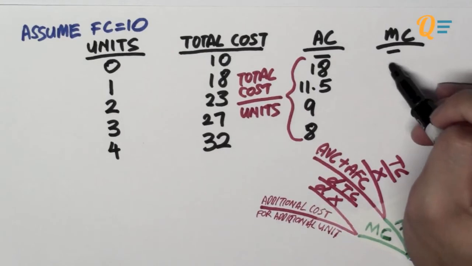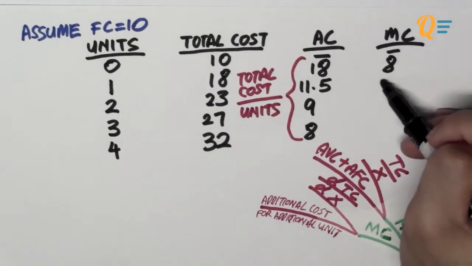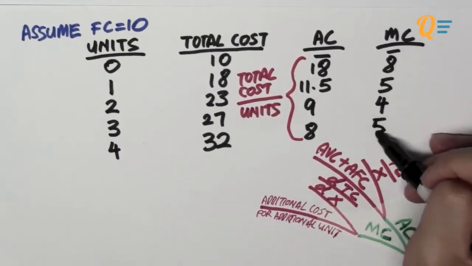Now let's move on to the marginal cost. The definition of the marginal cost is, again, the additional cost incurred for producing an additional unit of X. So to increase my amount of X from 0 to 1, I'm going to incur an additional 8. So the marginal cost for that is going to be 8. I'm going to do the same thing for the rest of the units.